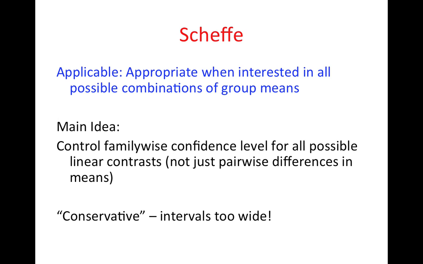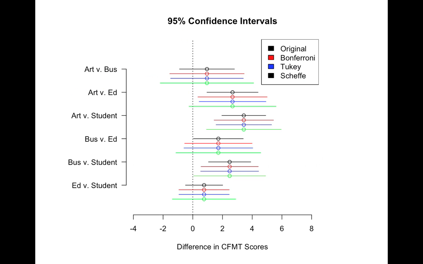This is going to be really conservative because, as you can imagine, there's lots of different equations that use the 4 means that I can think of. So to come up with an interval such that there's a 95% chance that any interval for any of those different combinations of means will cover the true value, I'm going to get really wide intervals, and that's what you see here. Scheffe intervals are typically so wide as to be not so useful.